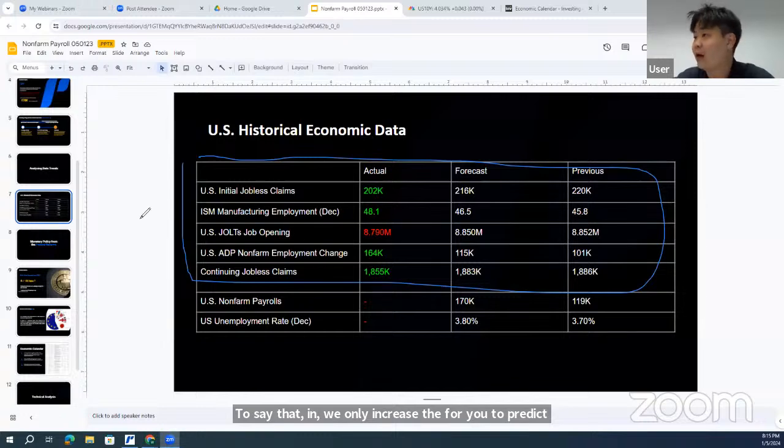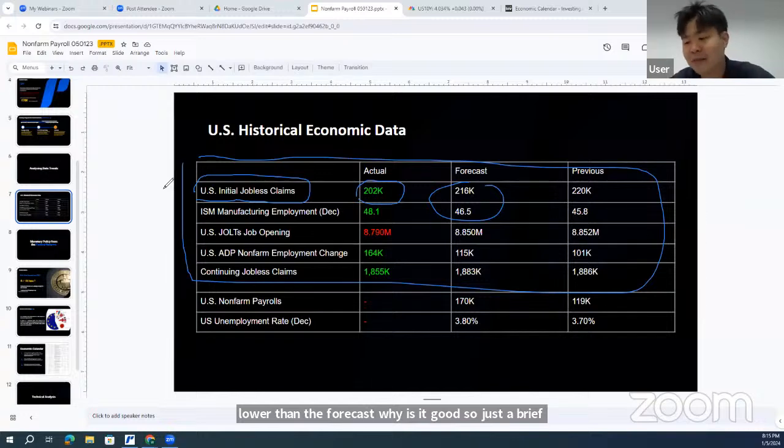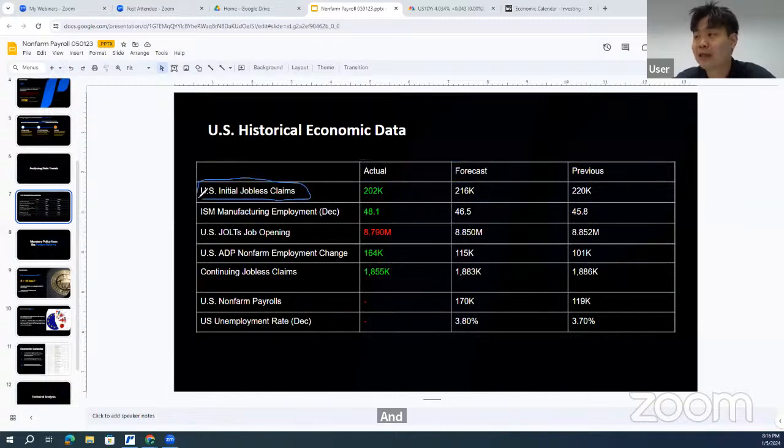You can notice a lot of US economic data previously, just a kind of reminder, especially for new traders: US initial jobs claims, you can see that the reading is lower than the forecast. Why is it good? Just a brief explanation: US initial jobs claims are the jobless benefits that unemployed people claim from the government. When US initial jobs claims are lower, it means fewer people are unemployed in the United States, and fewer people claim from the government. Put in very simple terms, lower initial jobs claims are actually good for the US economy. So this is an explanation.